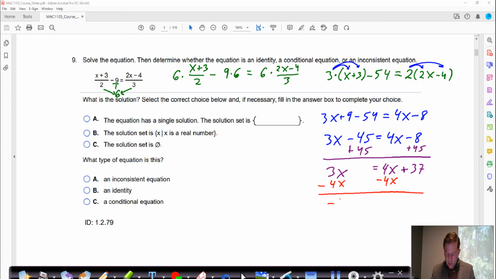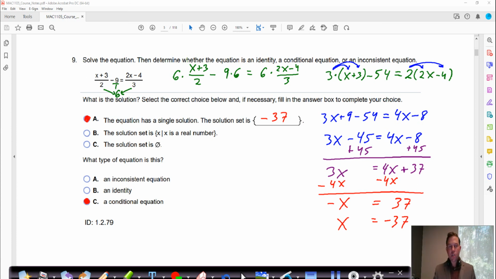3 take away 4 is minus x equals 37. Therefore, positive x has to equal minus 37. Just flip it. Minus becomes plus, plus becomes minus. So x is equal to negative 37. And that's a conditional because basically we're saying x has to be negative 37 for this thing to balance.